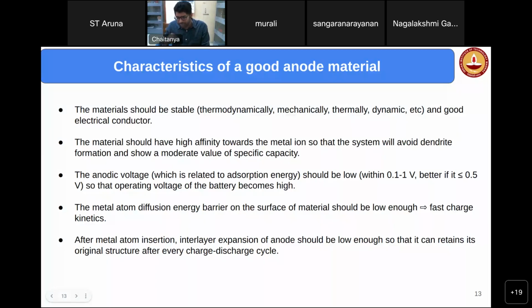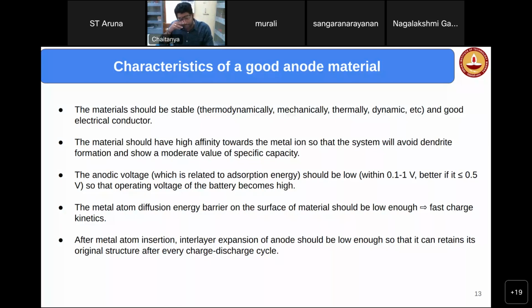Together, these are the properties we consider. First is thermodynamic stability, the affinity towards the metal atom that the anode material should have. It should have a low anodic voltage. It should be able to diffuse these metal atoms easily, and it should be very stable. So these are the properties that we will try to see how we can compute on the computer.